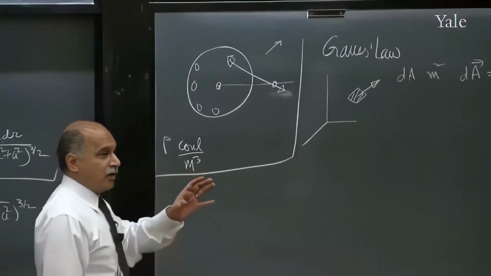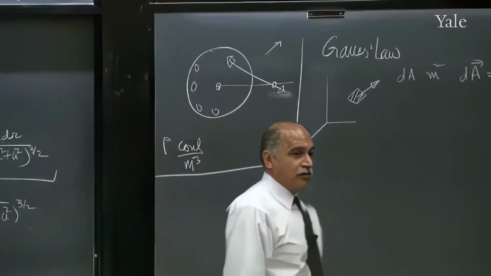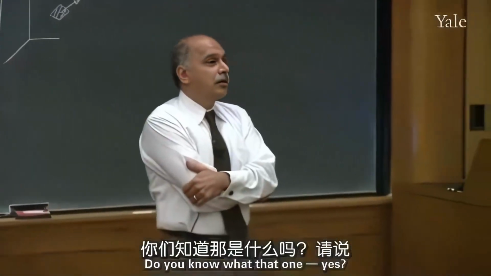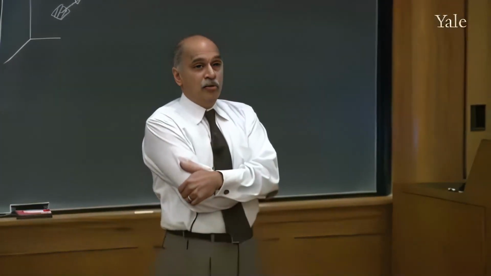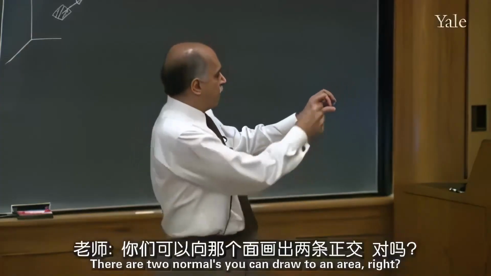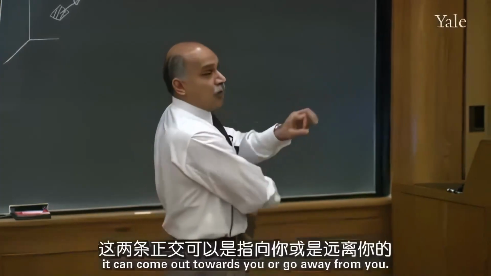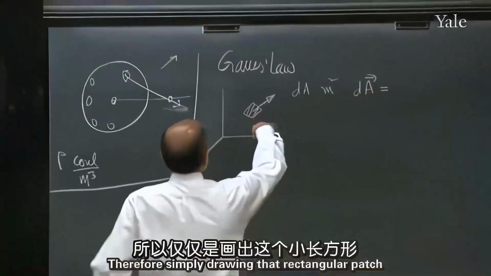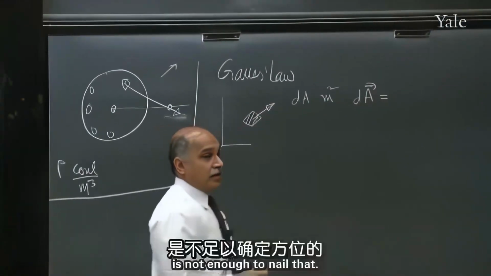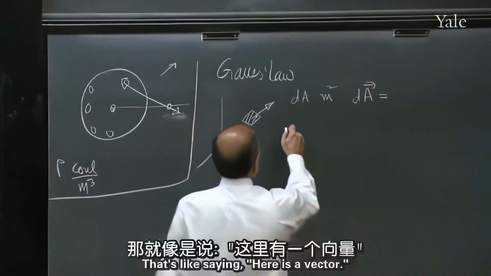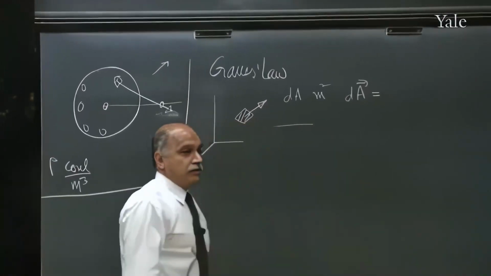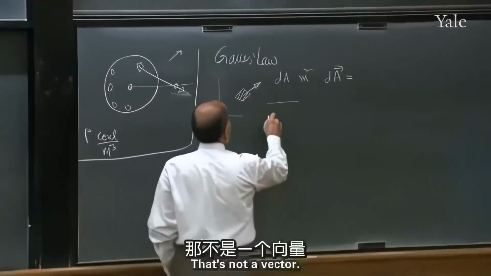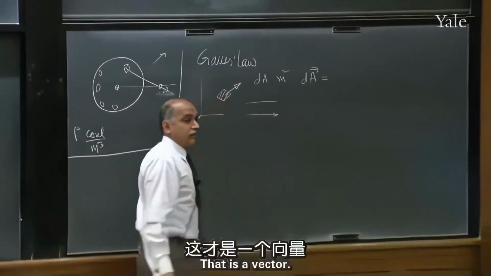Okay? I've told you there's only one ambiguity even now. Do you know what that one ambiguity is? There are two normals you can draw to an area. Right? If you've got an area like this, it can come out towards you or go away from you. Therefore, simply drawing that rectangular patch is not enough to nail that. That's like saying, here is a vector. That's not enough. Where is the head and where is the tail? That's not a vector. That is a vector.